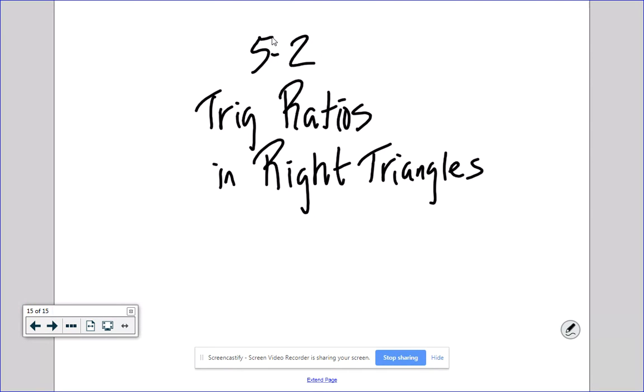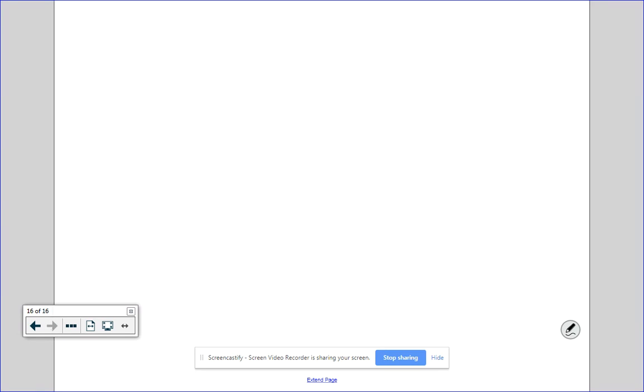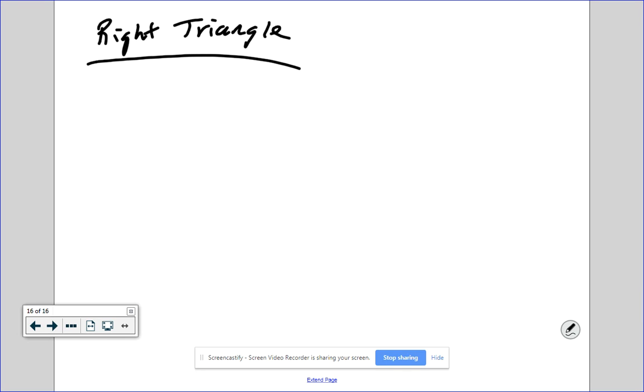Okay, so when we are talking about trig ratios in right triangles, the first thing we have to discuss is what is a right triangle. I know a lot of you are probably like, well, this is really basic, but I want to make sure we understand what a right triangle looks like. A right triangle always has to have a right angle at its base.